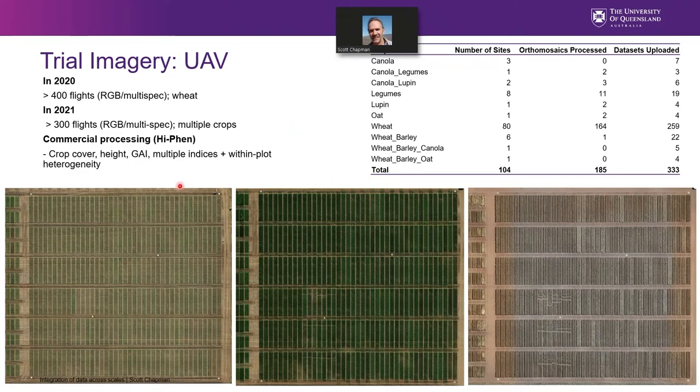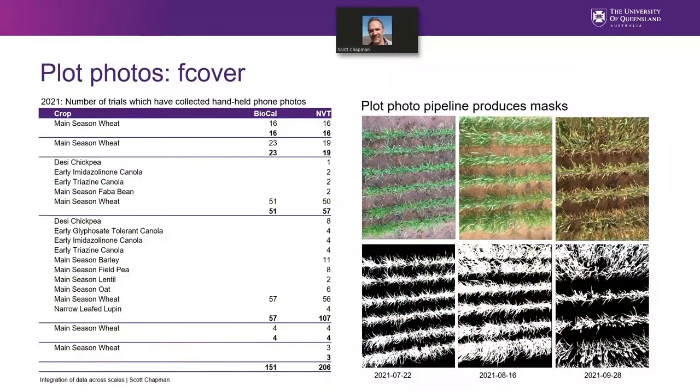It's commercial processing, and the main things that we've been retrieving from Hyphen are the crop cover, height and green area index. With the multispectral analyses, of course, we're trying to get those other indices that will be discussed in various presentations here. And we've got this data on a range of genotypes now, and combinations of, these are not intercrops, they're just crops that are co-located, and it gives you an idea of how many mosaics we've got for plot cover. We've also got a very large data set of mobile phone photos with almost no control.